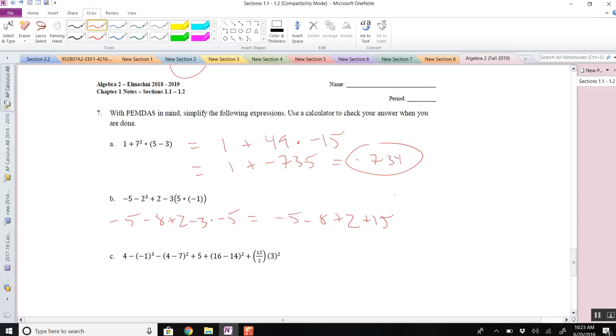Then typically we move from left to right just to be clean. Negative 5 minus 8, negative 13. And I guess I could add 2 and 15 together to get 17, so I get 4 for that one. And I do expect you to know how to do this without a calculator, except for something like part A where 49 times negative 15, I'd probably use easier numbers than that. But part B you should be able to do without a calculator.